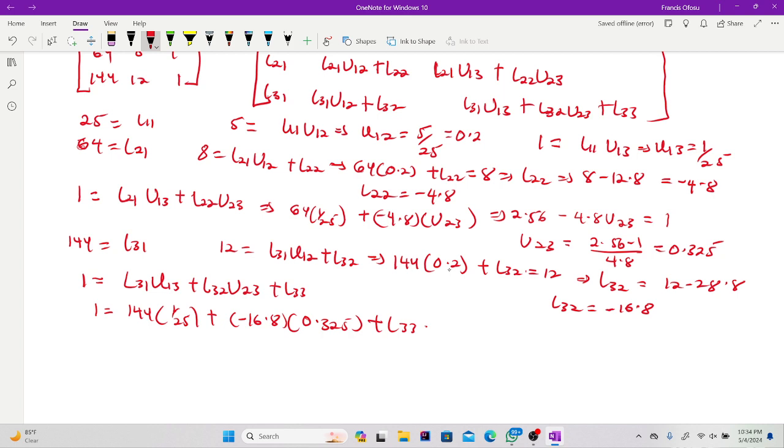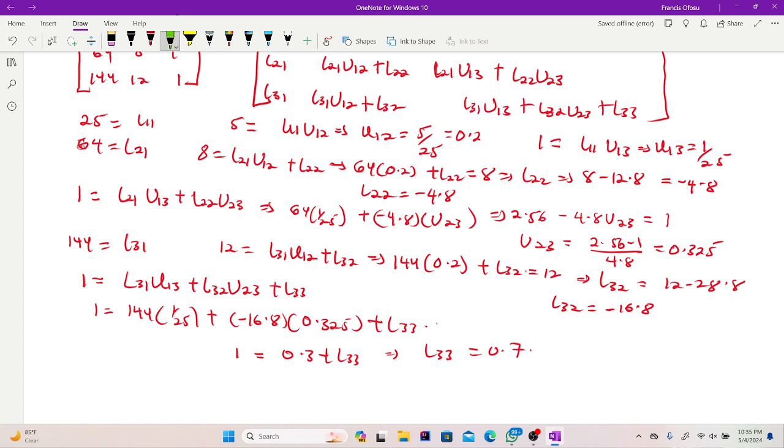So I'll do this simple calculation. So 144 over 25, right? Plus, but this is negative, so negative 16.8 times 0.325. And we are getting 0.3 as our answer. So we are getting 1 is equal to 0.3 plus L33. Therefore, L33 is equal to 0.7, right?